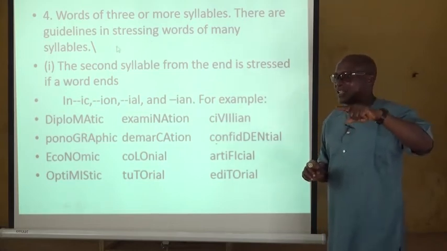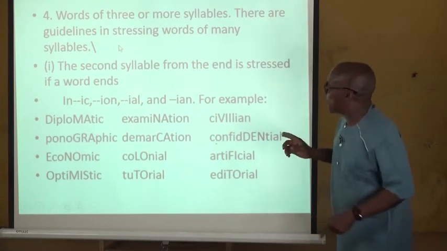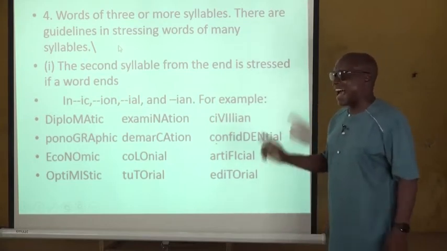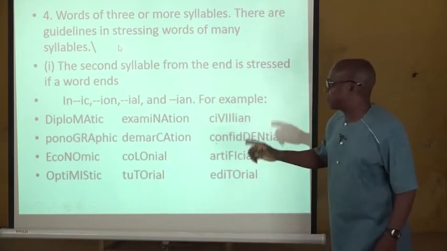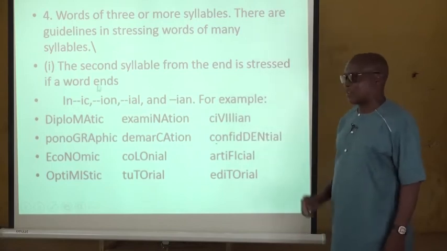Remember that your teacher told you that if a word ends with IC, or if it ends with ION, or if it ends with IAL, or ends with IAN, you don't need to bother yourself. All you need to do is count from the back. That is the last syllable from the back, 1, 2 from the rear.